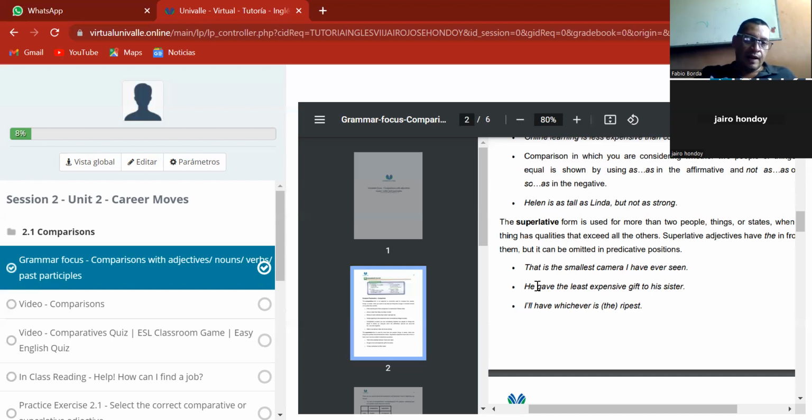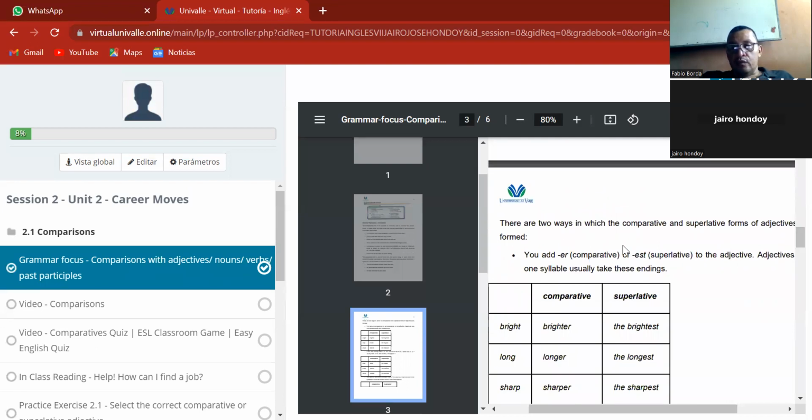Por ejemplo, tenés dos cámaras anteriores antes que vieras esta última. Sí, esta es la cámara más pequeña que he visto jamás, ¿verdad? He gave the least expensive gift to his sister. I'll have whichever is the ripest.